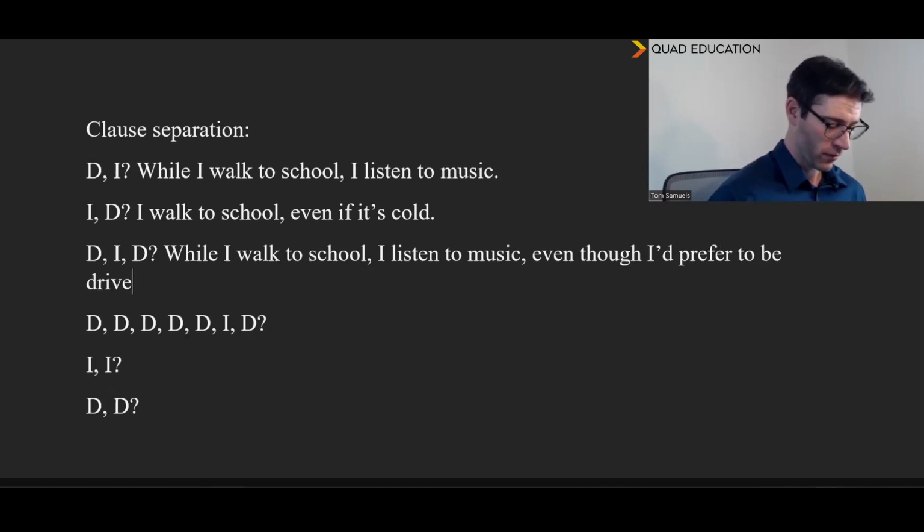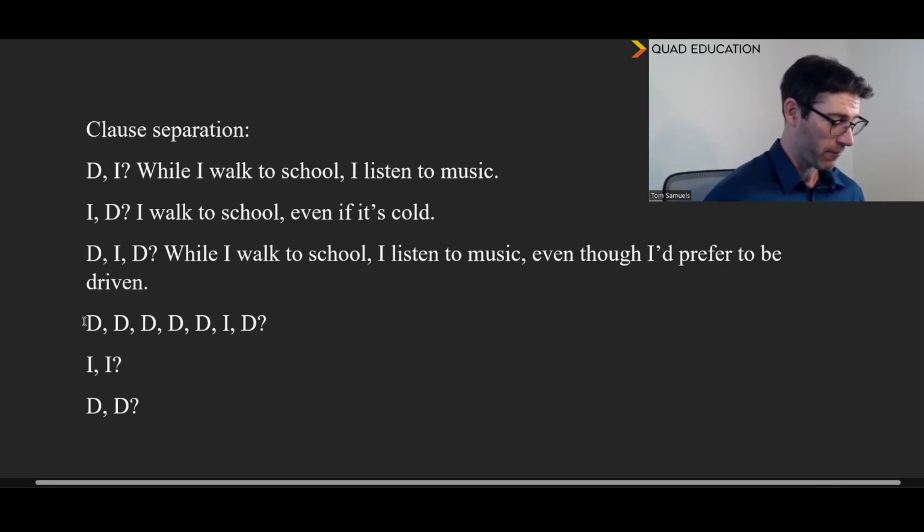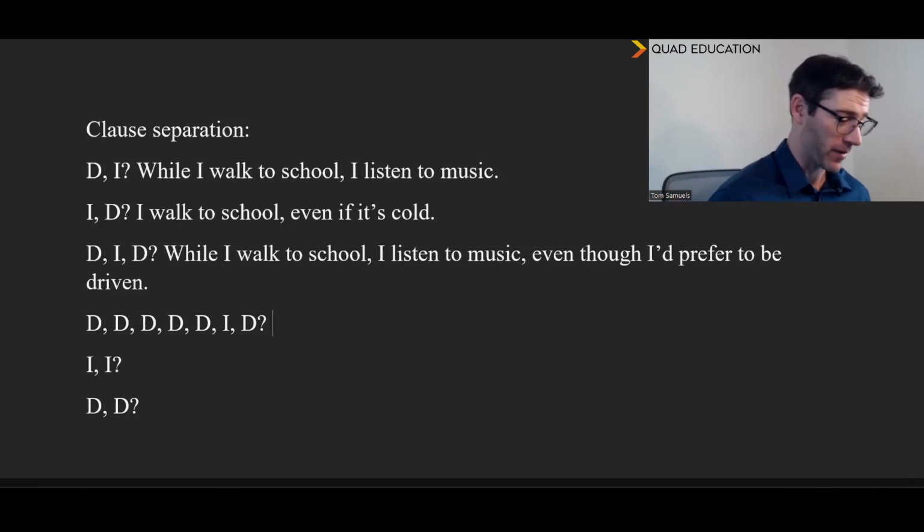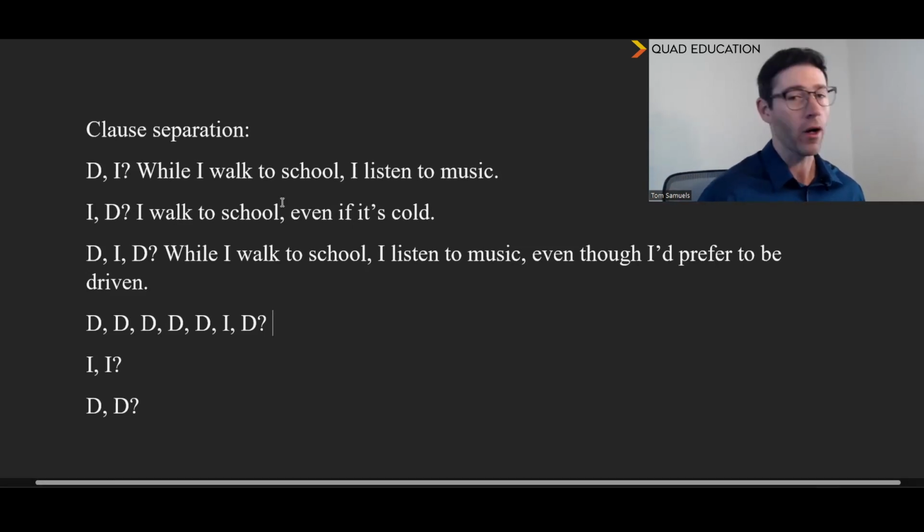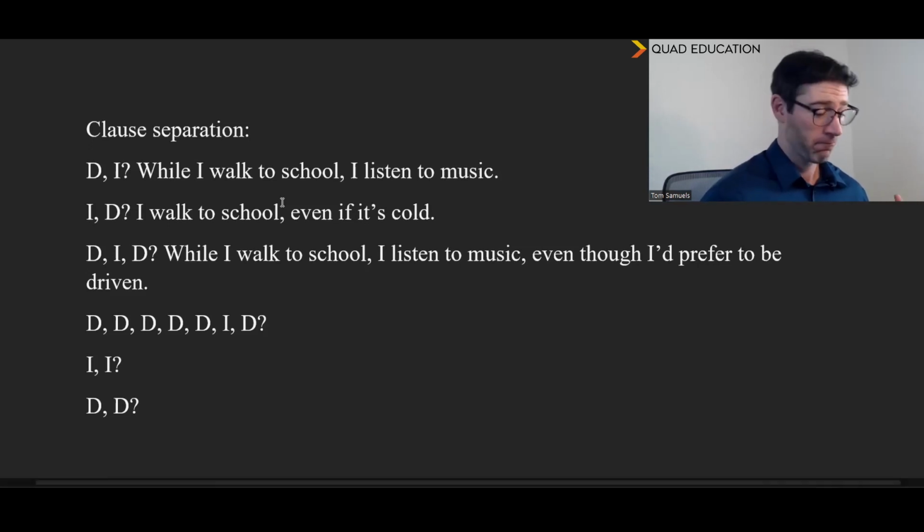So nothing wrong with that sentence either. And then what about dependent, comma, dependent, comma, dependent, comma, dependent, comma, dependent, comma, independent, comma, dependent. Well, that's actually just fine as well. I'm not going to write this example, but it'd be something like, while walking to school, listening to music, looking for birds, trying to stay focused.